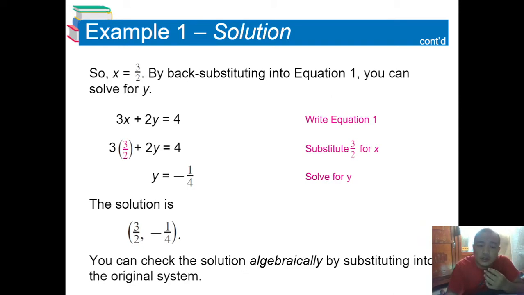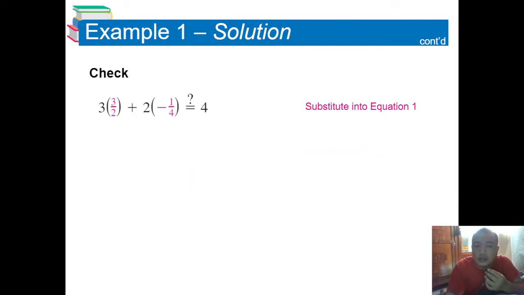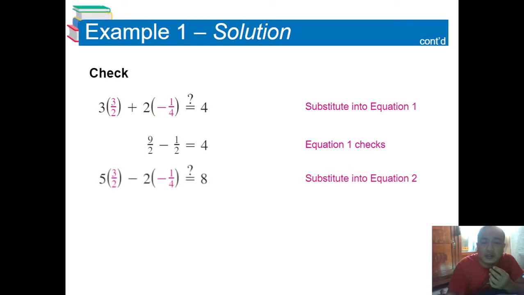To check, you can substitute the values of x and y in the two original equations. Yes, here for 3 halves in equation 1, 9 halves minus 1 half is 8 halves, so it's equal to 4. In equation 2, 15 halves plus 1 half is 16 halves, so 8, correct.